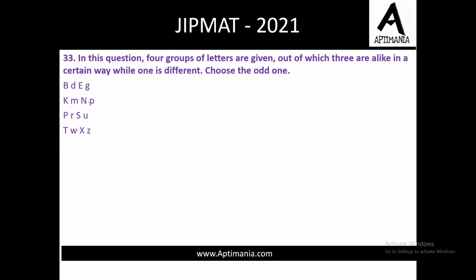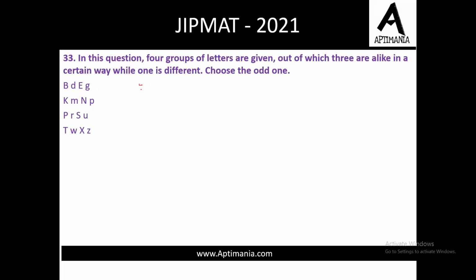Last question of this set. In this question, 4 groups of letters are given. Out of which 3 are alike in a certain way, while 1 is different. We need to find the odd one out. Now again, मैं वापस बताना चाहूंगा, यहाँ पर आप लोग क्या कर सकते हैं, जब भी यदि आप लोग को letters में confusion हो रहा हो, so what you can do is you can simply substitute their position, alphabetical position in place of these letters.